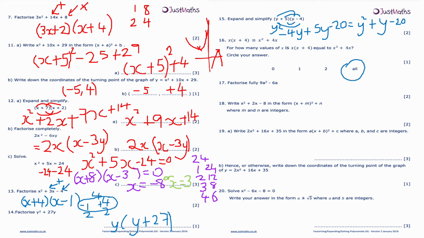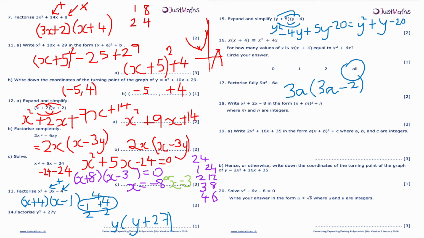Okay, this is question number 17. Factorize fully this. So the highest common factor between 9a squared and 6a is going to be 3a. So 3a brackets 3a minus 2. Close the brackets. And then I can check my answer by expanding. 3a times 3a is 9a squared. 3a times negative 2 is minus 6a.